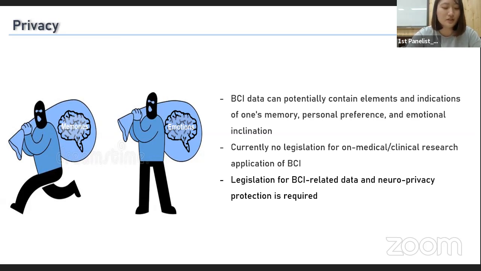There are standard guidelines and regulations in place for BCI clinical trials, but there is currently no legislation for its non-medical research application. Legislators should regulate how BCI-related neurodata is stored and used to protect consumers' neuroprivacy.